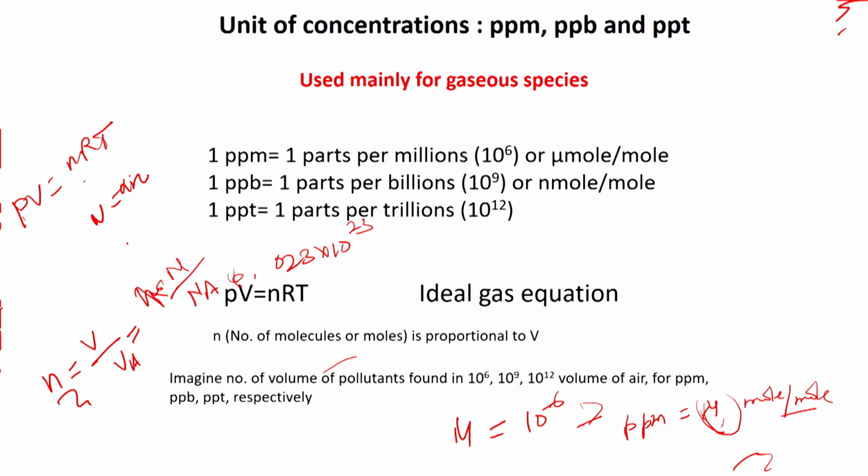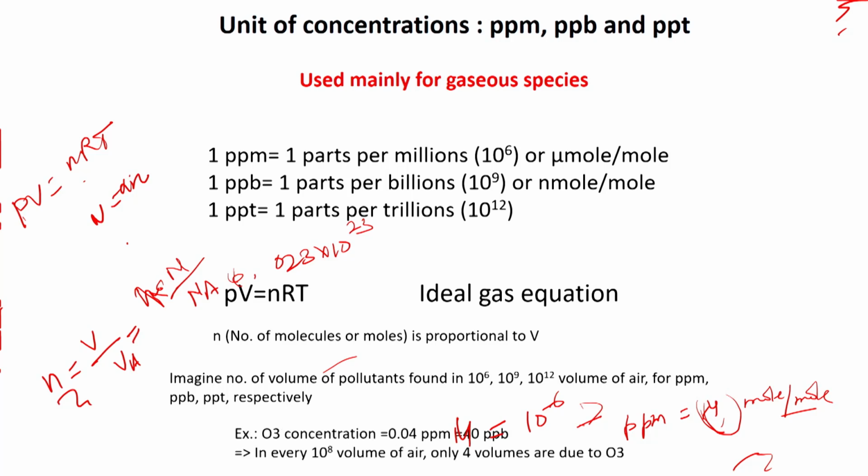Now, you can imagine this is very huge and complicates things, but that complication is very important and we have to understand it. Okay. So, imagine the volume of pollutants found in 10 to the power 6, 10 to the power 9 or 10 to the power 12 volumes of air for ppm, ppb and ppt respectively.